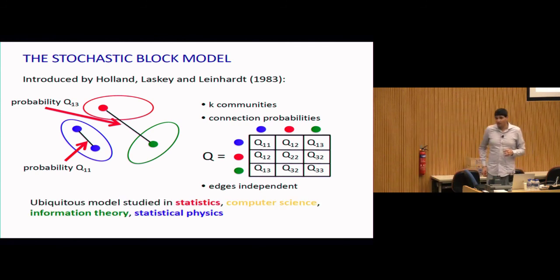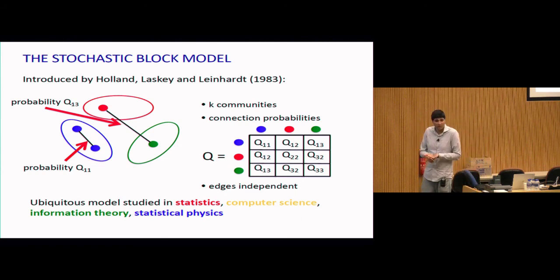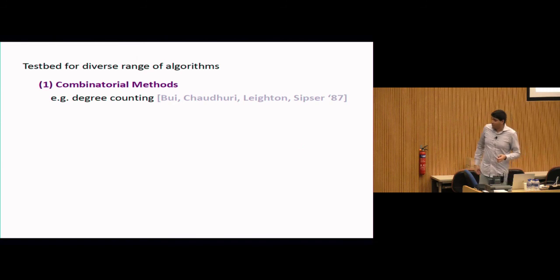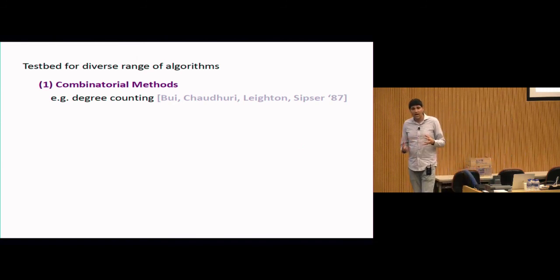In fact, this model is so pervasive and fundamental that it's been studied not just in statistics, but also in computer science, information theory, and more recently in statistical physics. And this is going to play a key role in what I tell you about. It's become a type of test bed for a lot of diverse algorithmic tools. The basic question is: given a sample from a stochastic block model, can you design algorithms that reverse engineer what the community structure is from the graph?